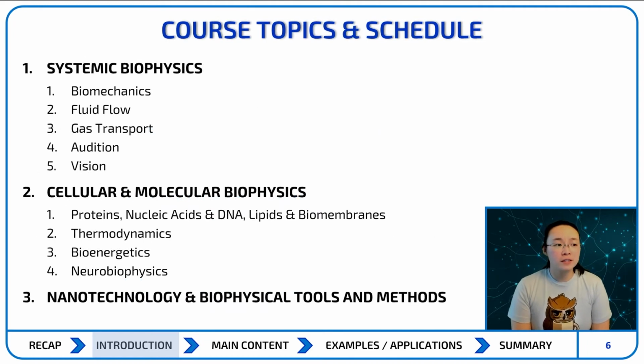So course topics and schedule. We've broken down this course into 3 main sections. There's systemic biophysics that have to do with organs. So like biomechanics that has to do with your bodily motion. You have fluid flow for blood, gas transport for gas exchange and all that stuff. You have audition or hearing, and you have vision or eyesight. So those are the main topics that we'll be going through for systemic biophysics.